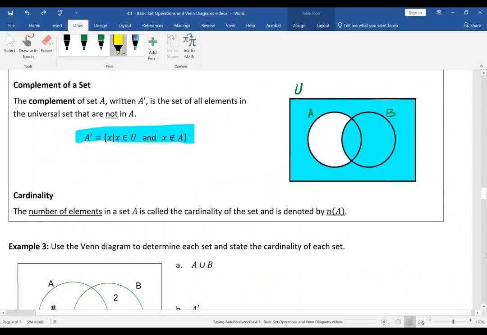The last definition, cardinality. The number of elements in a set A is called the cardinality of the set, and it's denoted by n of A.